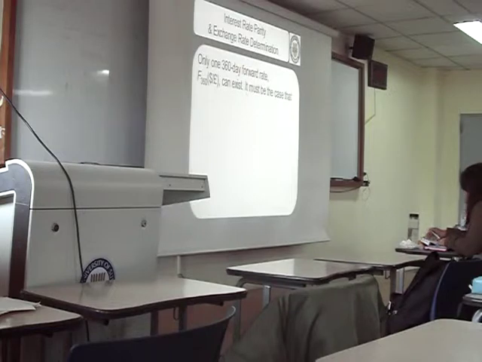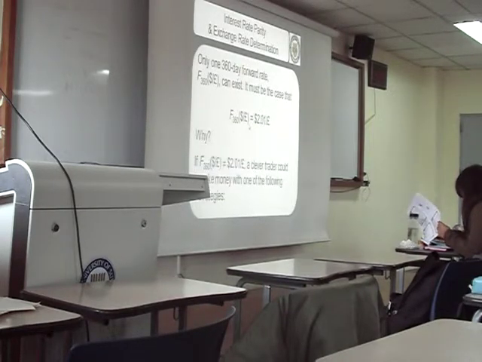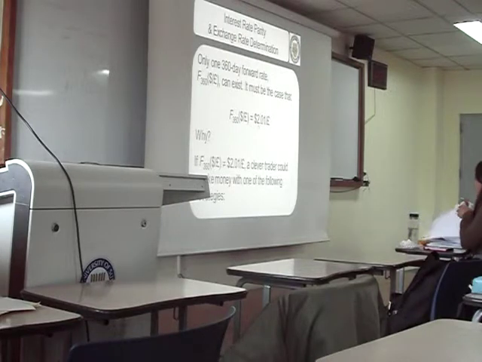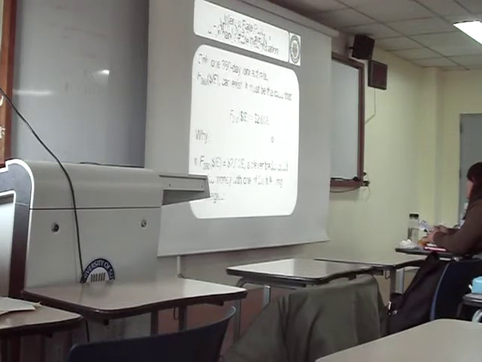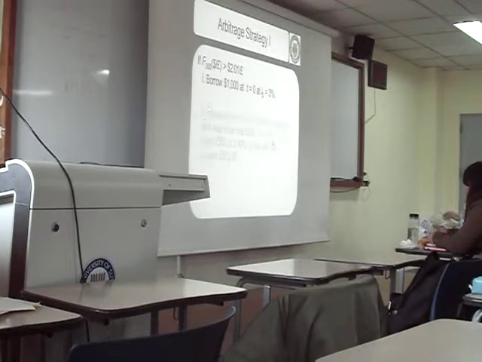So there's only one forward rate. Okay? It must be the case that the forward rate is equal to $2.01 per pound. Why? If it was not equal to $2.01 a pound, a clever trader could make money with one of the following strategies. So let's look at the way we could make money.